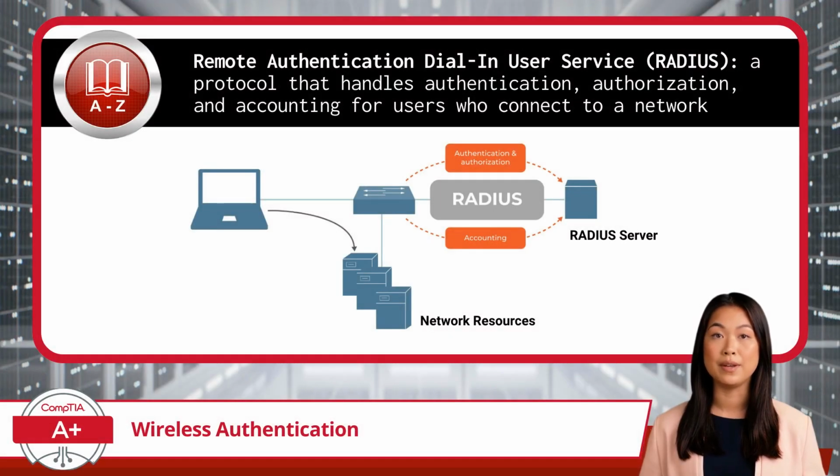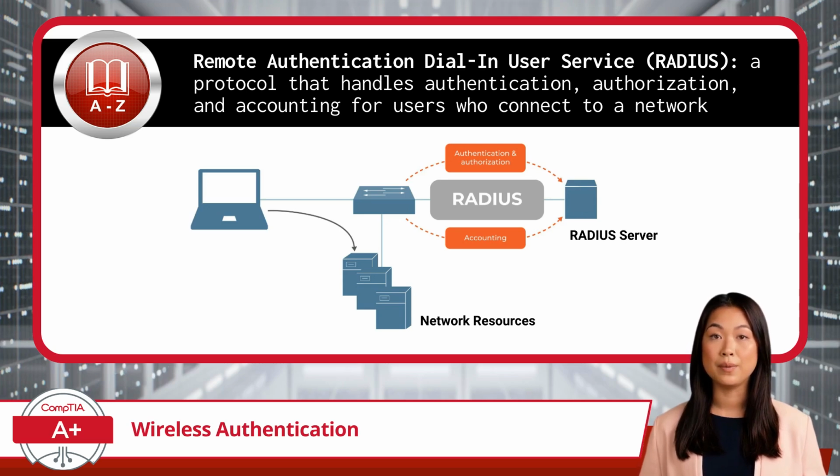RADIUS, short for Remote Authentication Dial-In User Service, is a protocol that handles authentication, authorization, and accounting for users who connect to a network. It acts like a middleman that talks between the network and a central database of authorized users. When someone tries to log in, RADIUS checks if their username and password are on the list, then grants or denies access based on the result. It's commonly used in larger organizations to centrally manage network access.